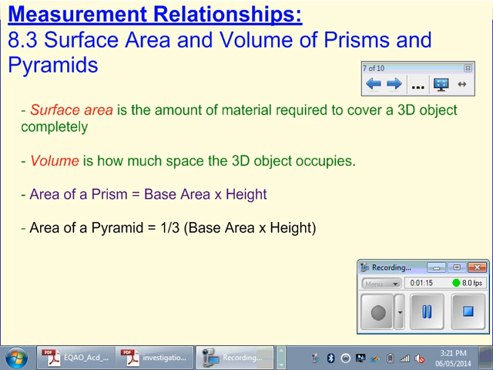So we're going to look at both the area and volume of a prism and a pyramid. So the area of a prism is the base area times its height. The area of a pyramid, however, is 1/3 the base area times its height. So it would take 3 pyramids to fill up one whole prism.